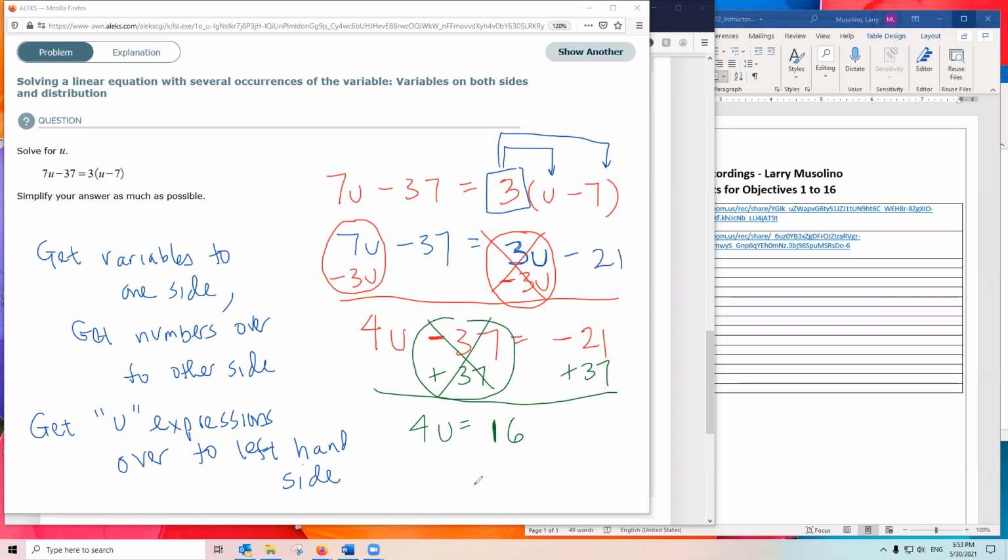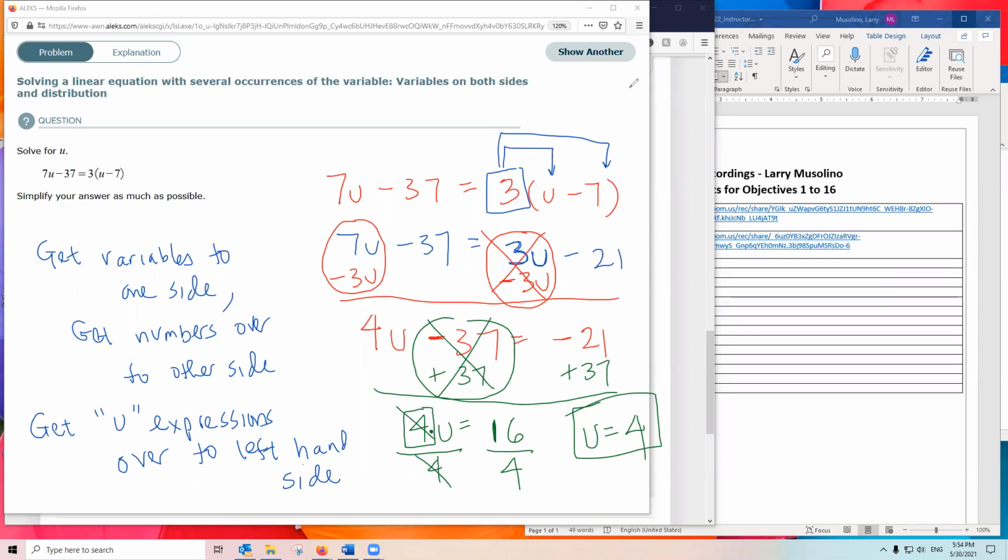All right, well, I just have one more step to go, because if I want to get u by itself, I've got to get rid of this multiplication by 4. To get rid of a multiplication, I'll use division. Multiplying by 4, dividing by 4 cancels out. I'm left that u equals 4. That is the solution on this one.